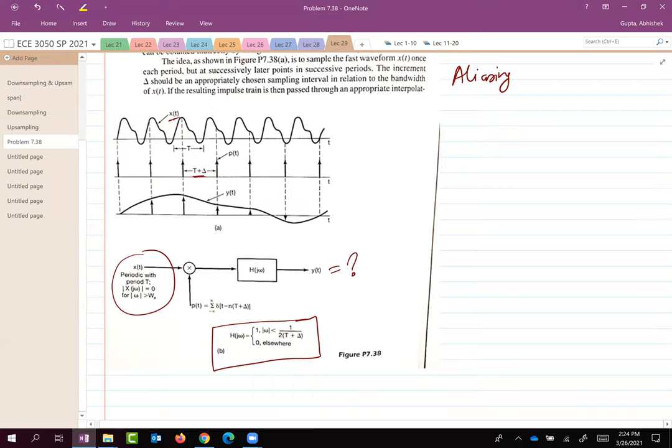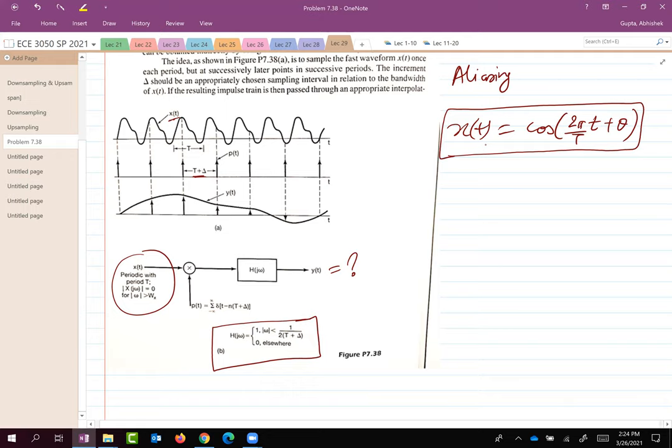Let's consider x(t) is cos(omega naught t plus theta), or let's say cos(2 pi over T multiplied by (t plus theta)). In the problem, the signal is a plus b cos(2 pi over T multiplied by (t plus theta)), but I'm not taking those coefficients into account. I'm just going to do it for this particular signal.